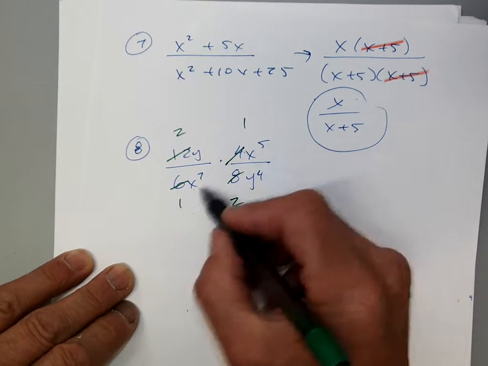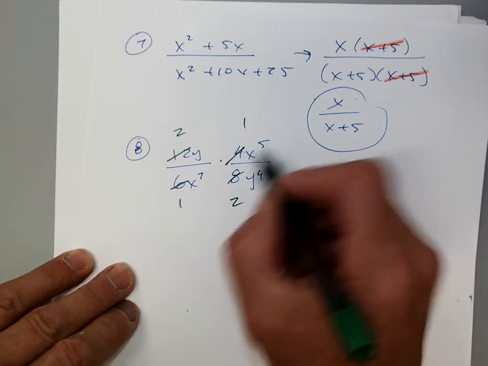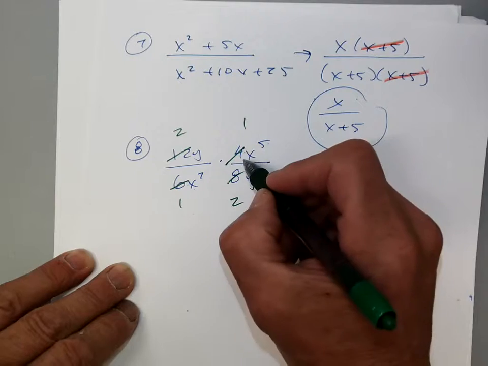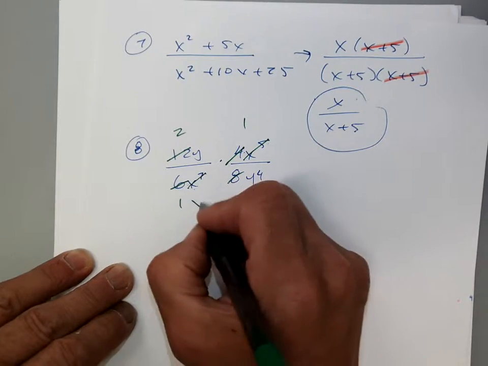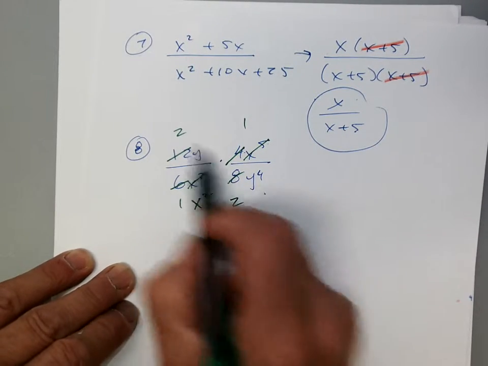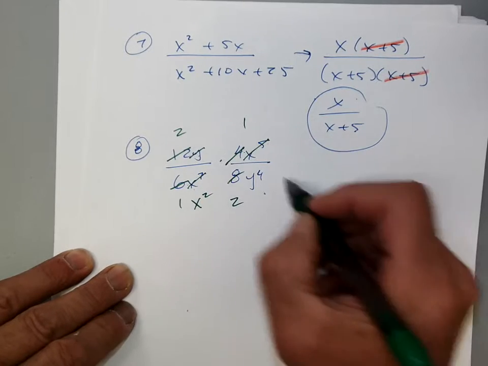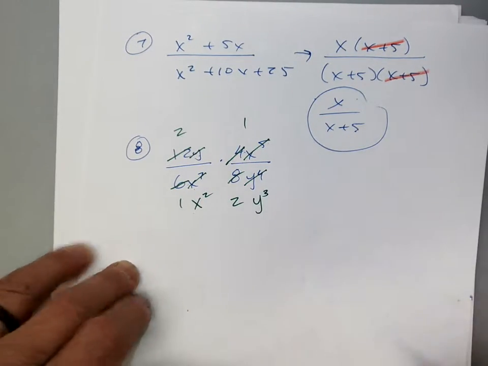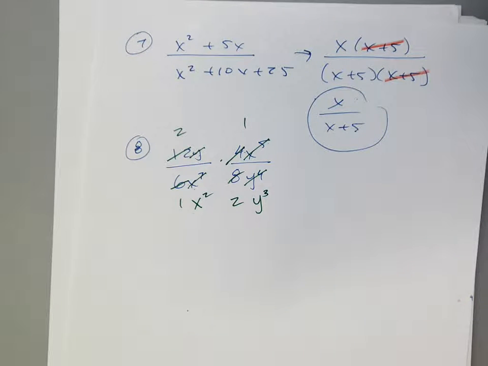X to the 7th, x to the 5th. So 5 of these x's will cancel 5 of these x's, and leave you with an x squared. Y and y to the 4th, so one of these y's will cancel one of these y's and be left with y cubed. Okay, now, I can even do one more thing. Do you guys see one more thing I can do?